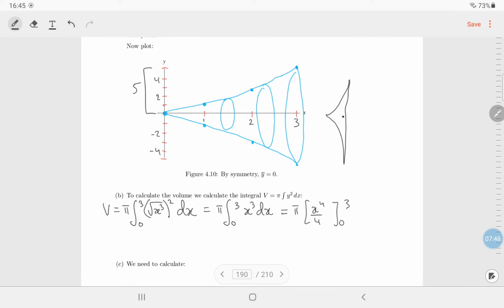Now we can do top limit minus bottom limit. So x equal to 3 minus x equal to 0. The x equal to 0 doesn't give you anything. 3 to the 4 is 9 by 9 is 81, so you get 81 over 4 pi. Now if you want, you can approximate that, but I'm not really doing units here, so you can just leave it like that if you want.